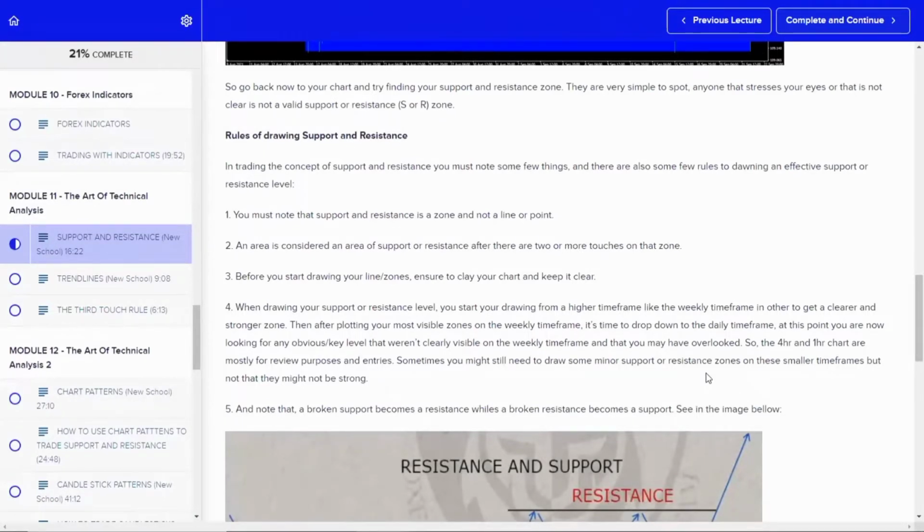And note that a broken support becomes a resistance, whilst a broken resistance becomes a support. That's one rule you must understand. A broken support becomes a resistance, while a broken resistance becomes a support.